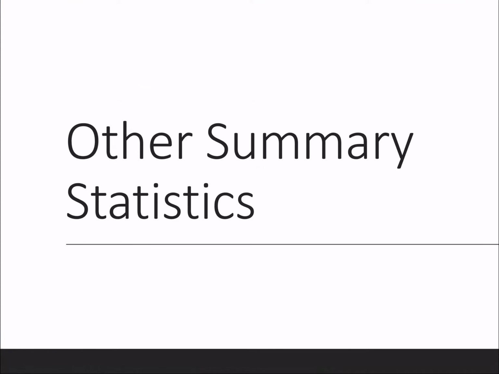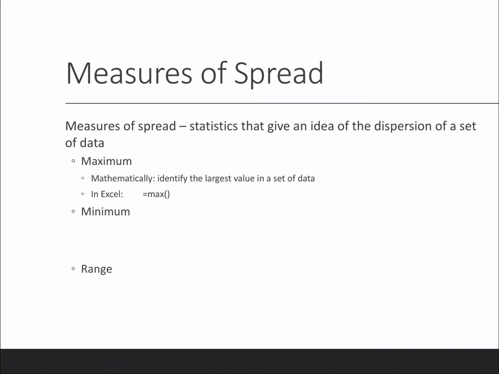Next, I want to talk about some other summary statistics other than just the central tendencies. Those may be a first starting point, but often there are more we want to know about the data other than just what is that middle value, what is that representative value. So the next thing we're going to talk about is the measure of spread. Measures of spread give an idea of how far the data set is distributed away from that central tendency. So are all the data points pretty similar, or can they be very different from each other? This gives us that idea.